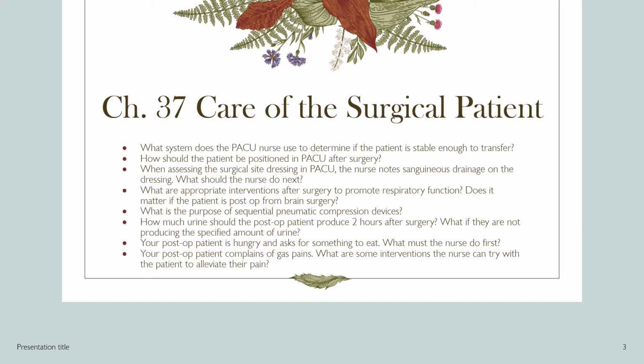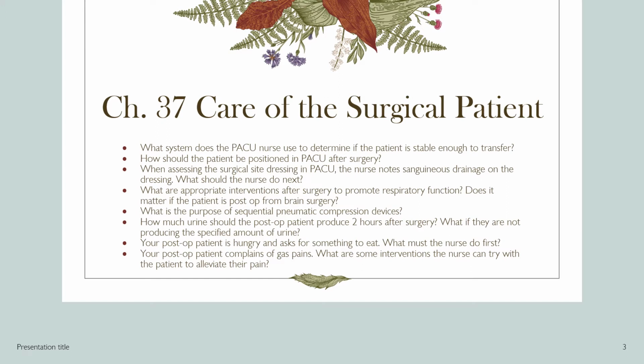What are appropriate interventions after surgery to promote respiratory function? Does it matter if the patient is post-op from brain surgery? So we can find that on pages 767 and 768. Assess the patient's rate and depth of breathing and encourage the patient to deep breathe and cough every 2 hours. Coughing can be contraindicated for patients who have had hernia repair or eye, ear, or brain surgery. Be sure to check the surgeon's orders. The use of an incentive spirometer is also especially helpful to prevent any atelectasis and hypoventilation. The older adult patient might need extra coaching to master that technique.